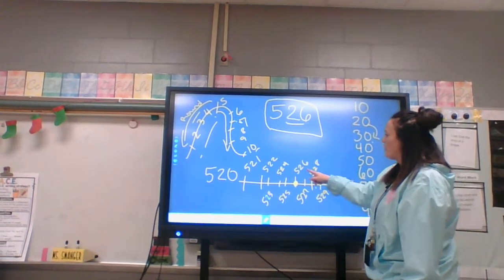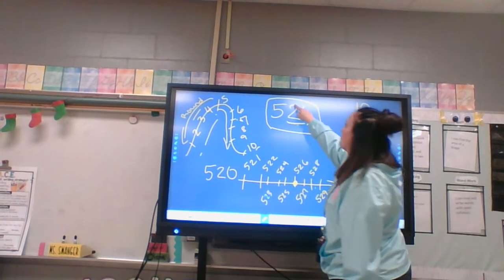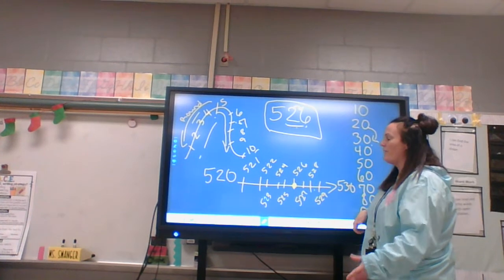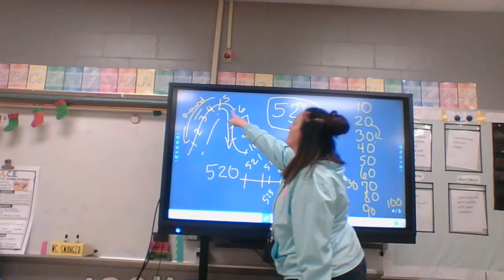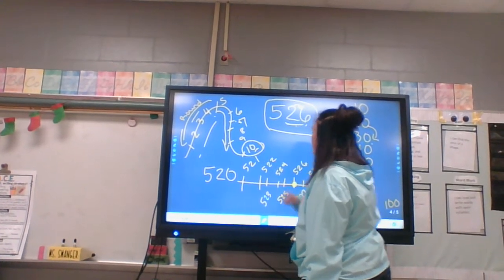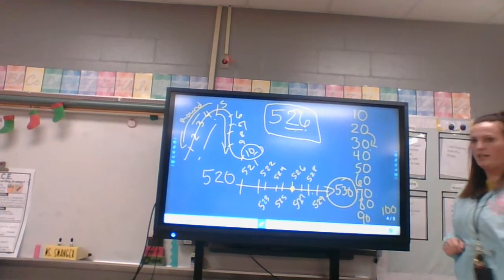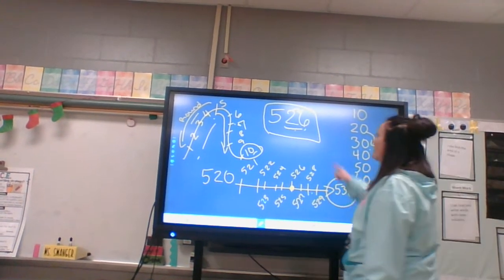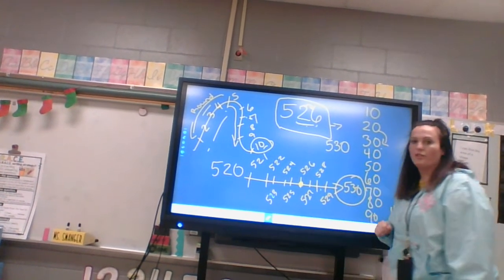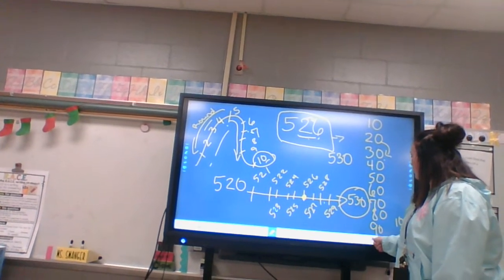So let's look at 526. If I look at the 2, look at the 6 next to the 2, which is in the ones place. Is 6 above 5 or below 5? You'll look on your rounding hill, it's above 5. So 526 is going to round up. What's it going to round up to? 530. So when I round 526 to the nearest tens, it rounds up to 530. All right, so I've rounded to the nearest tens here.